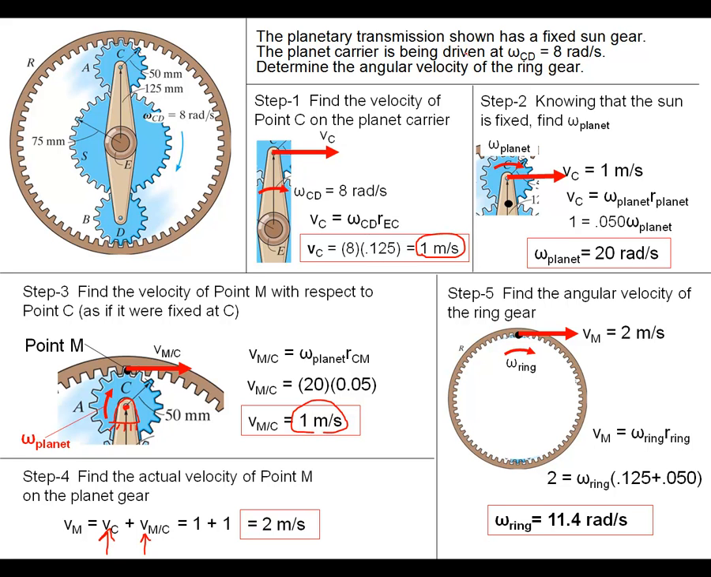So let's just summarize. If the planet carrier is being driven at 8 radians per second, the ring gear will travel at 11.4 radians per second. What kind of ratio is that? Well, that is about a 1.42, 1.43 to 1 ratio.